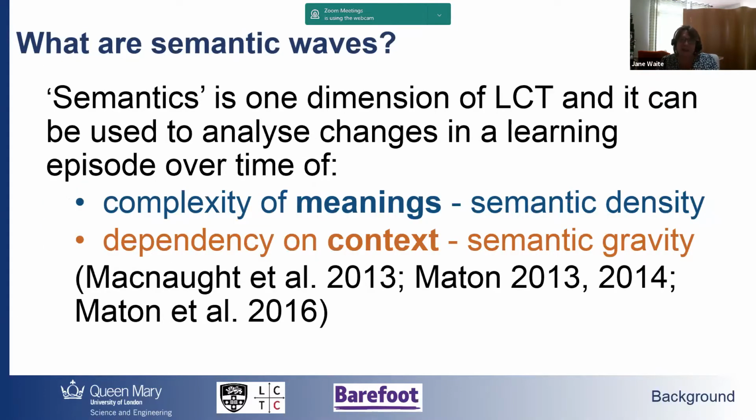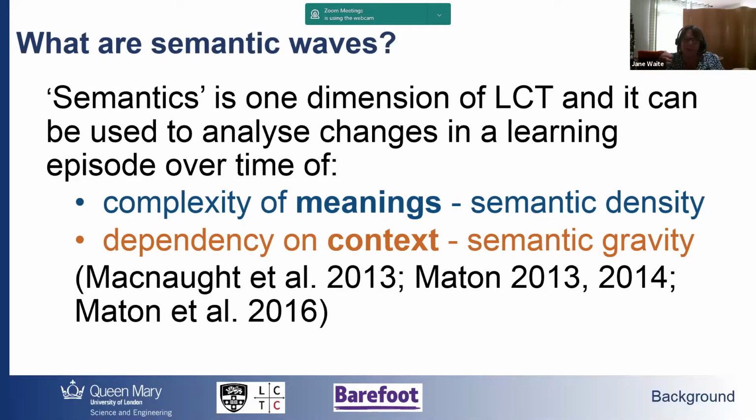So semantics, as I said, is one dimension of LCT. The idea is that you can use it to analyze the changes in a learning activity over time. And it has two elements. The first is density, and I always make a little fist when I talk about semantic density to remind myself what it's about. It's about the complexity of meaning. It's how much information or knowledge you pack into the terms that you are using.